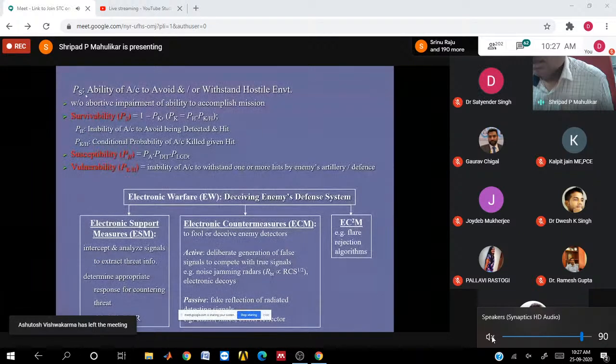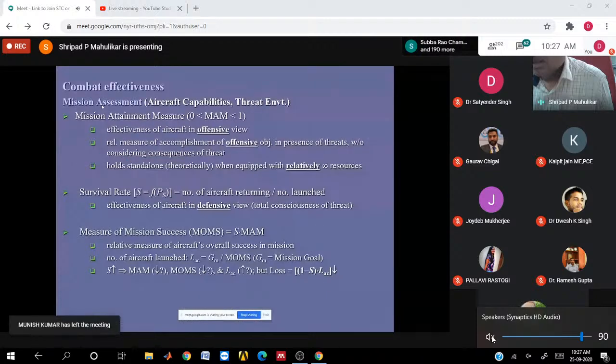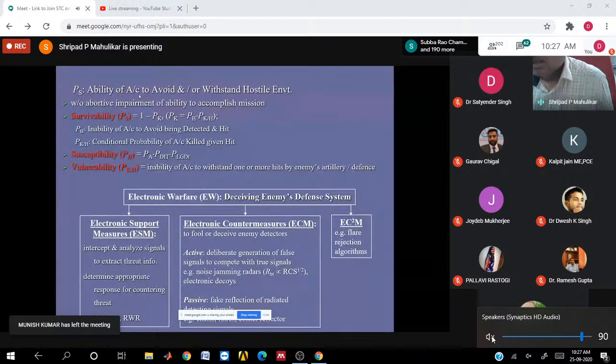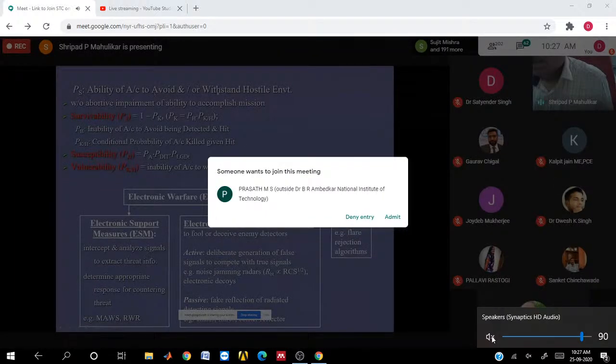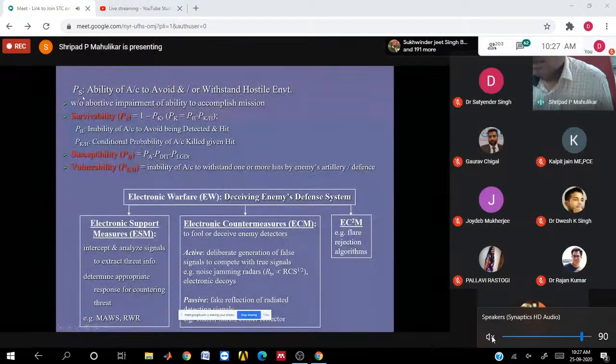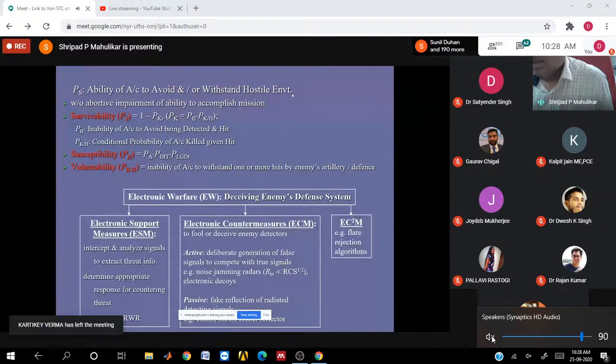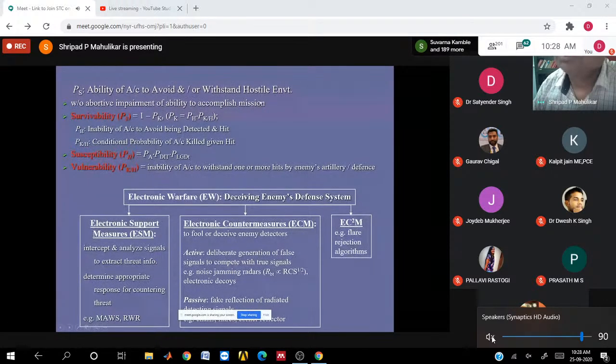So survivability, now let us take a quick look at the probabilities. Survivability is the ability of an aircraft to avoid or withstand a man-made hostile environment without abortive impairment of its ability to accomplish the mission. This is a rider: the ability to withstand without impairment of the ability to accomplish the offensive part of the mission. Survivability is defined as 1 minus probability of kill.